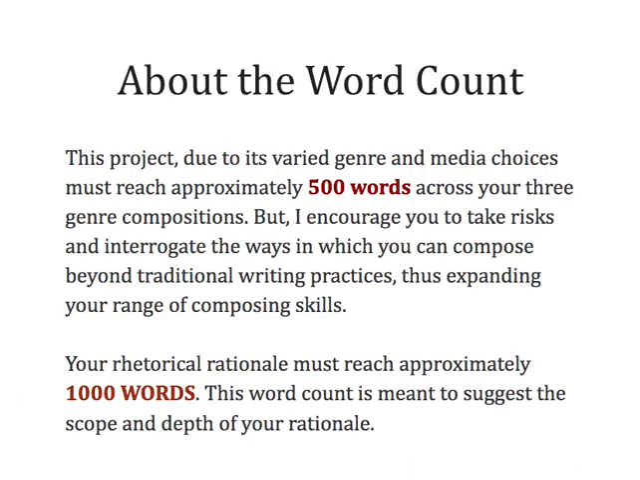The word count for this project might seem confusing, but the idea is to provide students with options. Since students use a variety of genres that entail different media choices, they should aim for approximately 500 words across the 3 genre compositions. For instance, one genre might be text-based while the other 2 rely more on visuals or music. With this in mind, students are encouraged to take risks and interrogate the ways that they can compose beyond just traditional writing practices. The rhetorical rationale should be approximately 1,000 words, which is meant to suggest the scope and depth of the rationale.